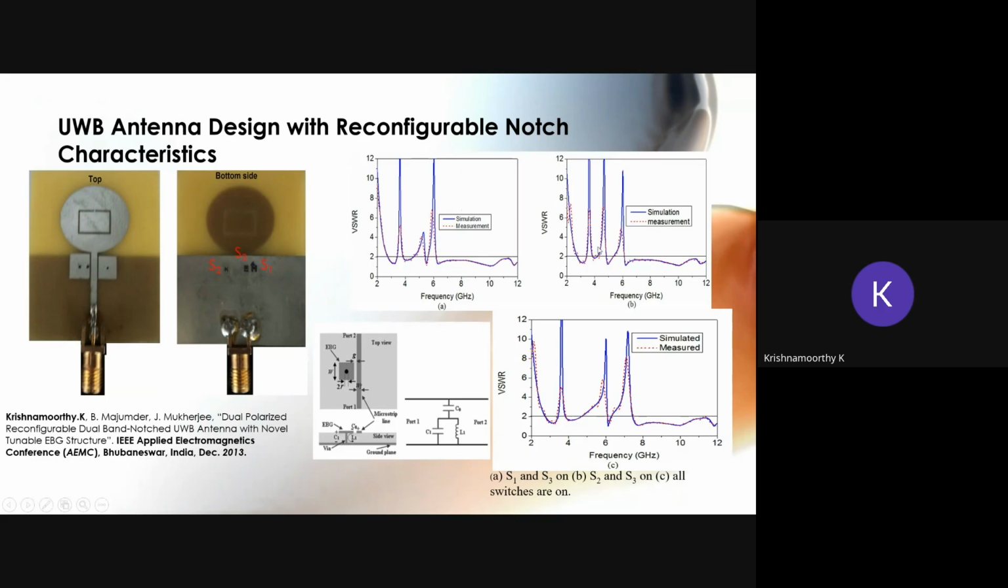This is the simulation and measurement results for the different switching configurations. This is the VSWR plot of the UWB antenna. It is going to give three band notches at any switching position. One band notch comes from the split ring, and the other two band notches come from the mushroom structures loaded with the UWB antenna. By changing the switching positions on and off, we can change the band notch positions.